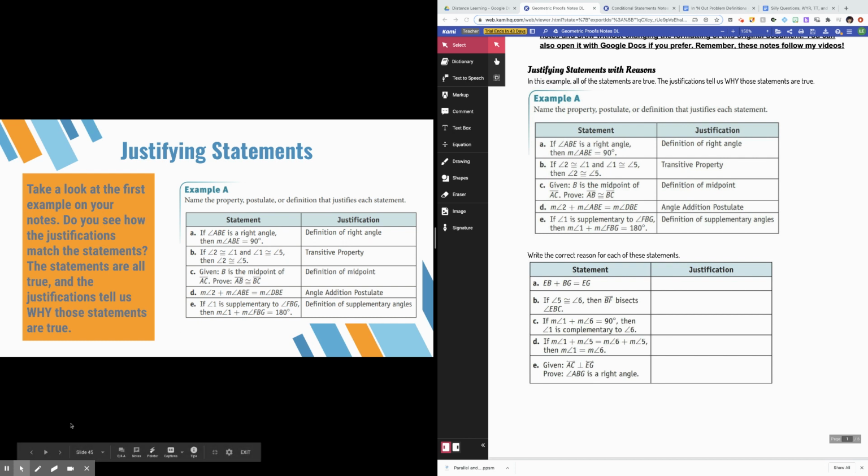This first one is just an example, but I'm hoping you can see how we match the statements that are written to the reasons that are there. My first statement here is, if angle ABE is a right angle, then the measure of angle ABE is 90 degrees. When you're thinking about this, we're saying if ABE is a right angle, then what's the next logical step? The next logical step is that that angle is 90 degrees, and the reason we know that is because that's the definition of a right angle.